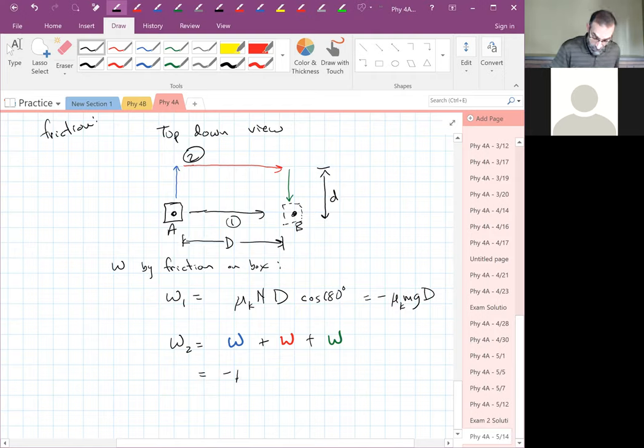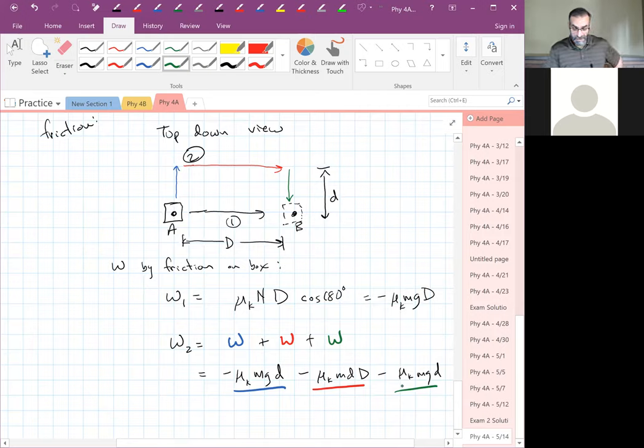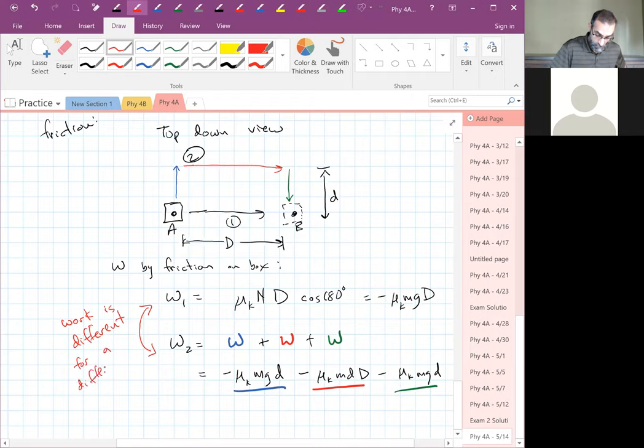So what do we get? We have minus mu times the normal force times the distance, lowercase d, minus mu times the normal force times the distance over the red path, and minus mu mg lowercase d over the green path. We add those up. We don't get the same work we got on path one, right? These are different. Not the same. So this is a non-conservative force.